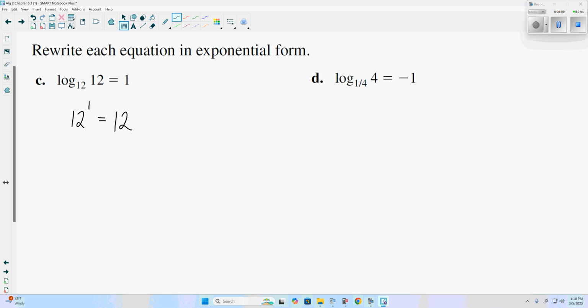Log base 1/4 of 4 equals -1. So 1/4 to the -1 is equal to 4. 1/4 to the -1 is equal to 4. Questions on these here?